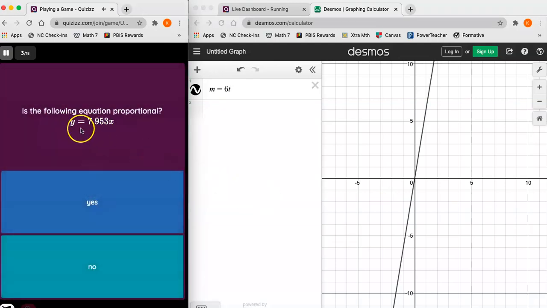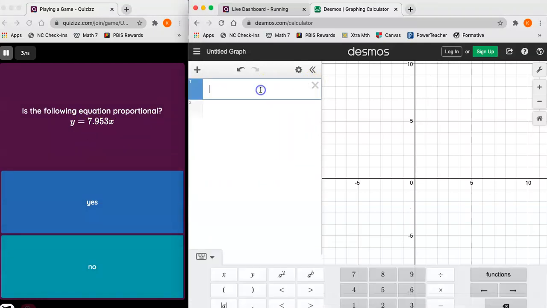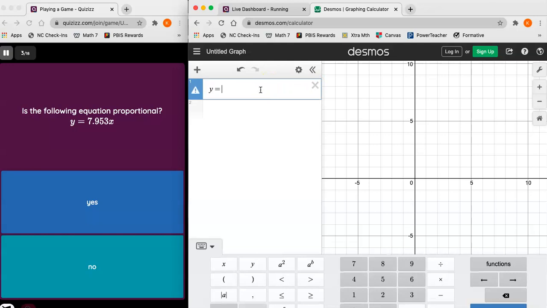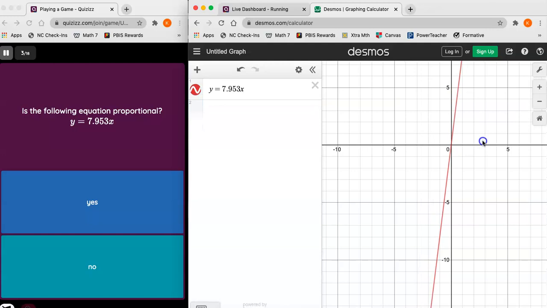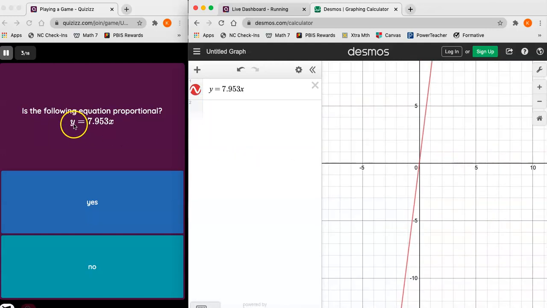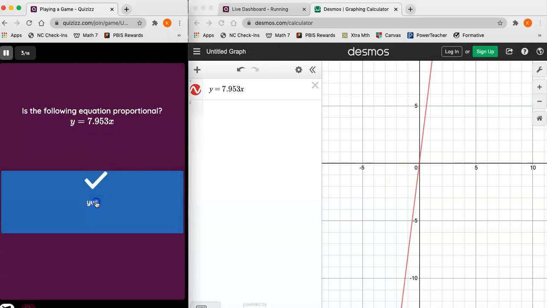All right, what about this weird one with the decimals? Let's see what happens when we graph this one. All right, y equals 7.953x. And this one is still proportional. If it's in the form y equals kx, it doesn't matter if k is a fraction or a decimal or a negative number, it's going to be proportional if it's in the form y equals kx. So yes, this is a proportional equation.